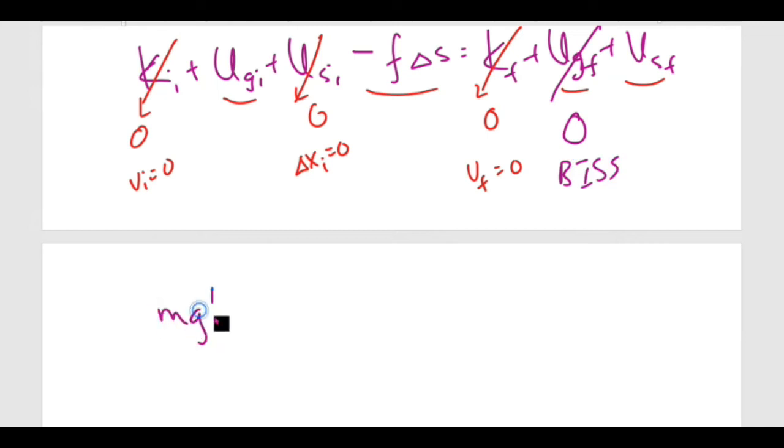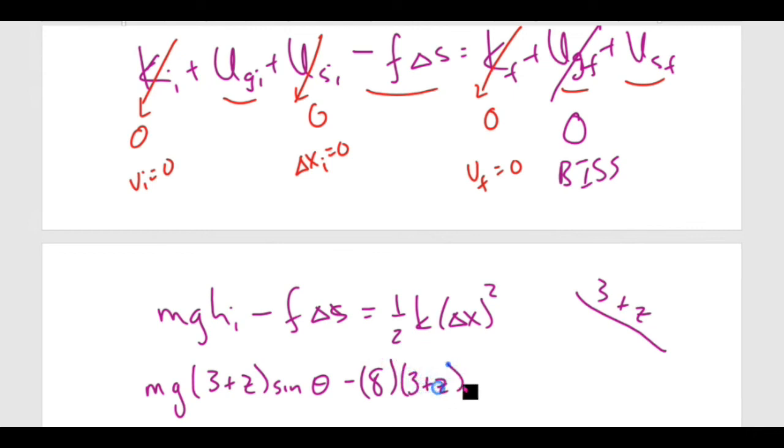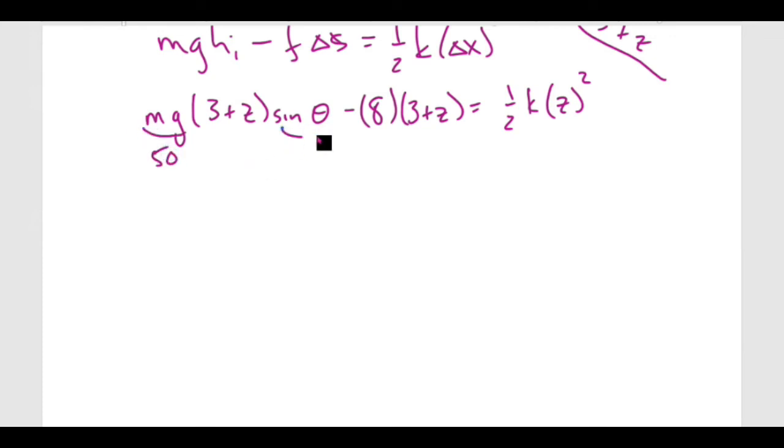So I'm left with mgh initial minus F delta S is equal to 1/2 K delta X squared. So I have mg. Now my hypotenuse here is going to be 3 plus z. So this is 3 plus z times the sine of theta, minus my friction, which is 8, as we have done, times how far it slides, which is 3 plus z, is equal to 1/2 K z squared.